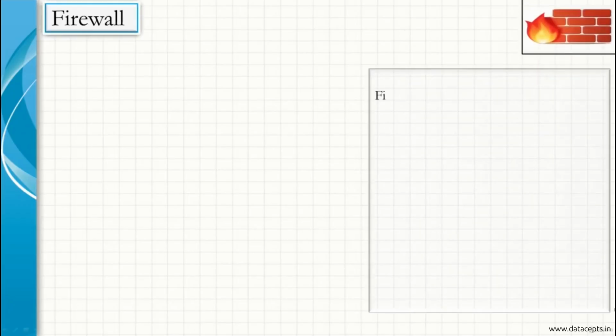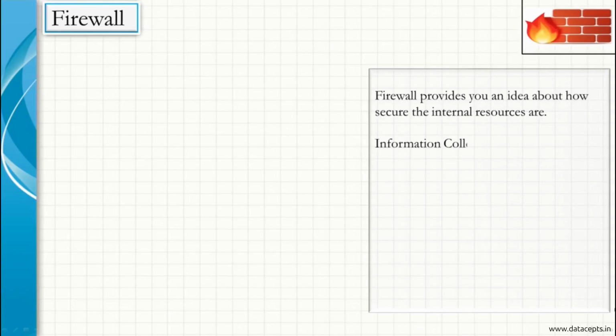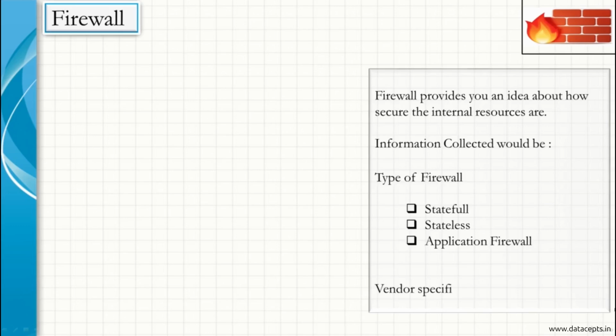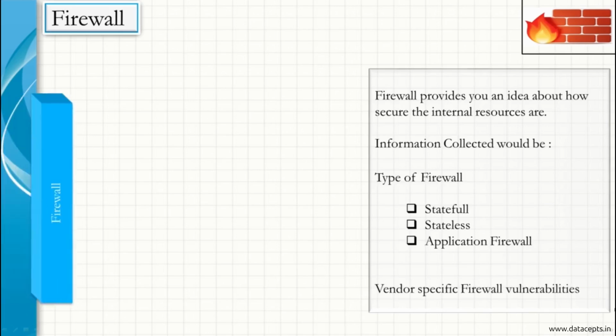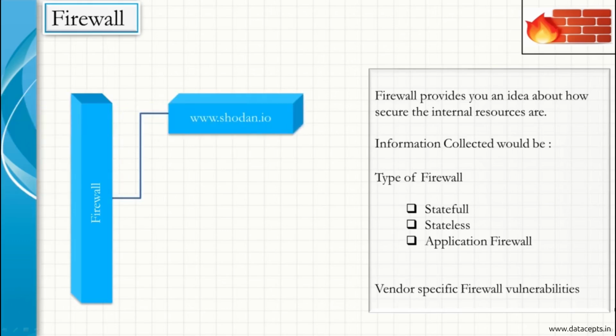Firewall. Firewall provides you an idea about how secure the internal resources are. Information collected would be types of firewall such as stateful, stateless, and application firewall. Also, vendor specific firewall vulnerabilities, if any. And the tools that we'll be using here are shodan.io and Google Dorks. Let's have a demonstration of each one of them one by one.